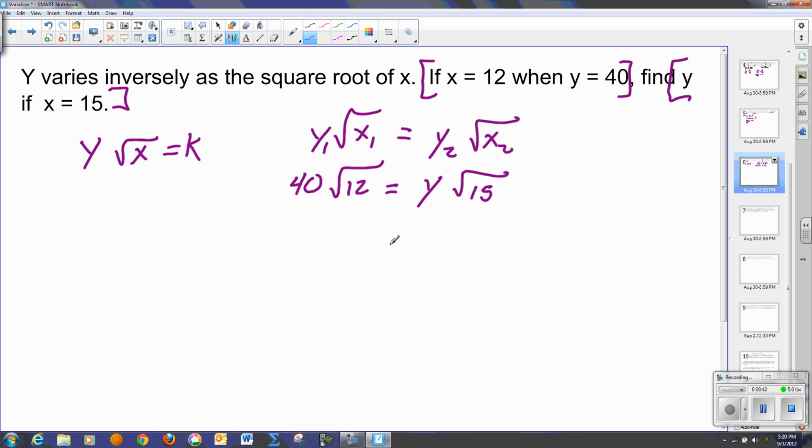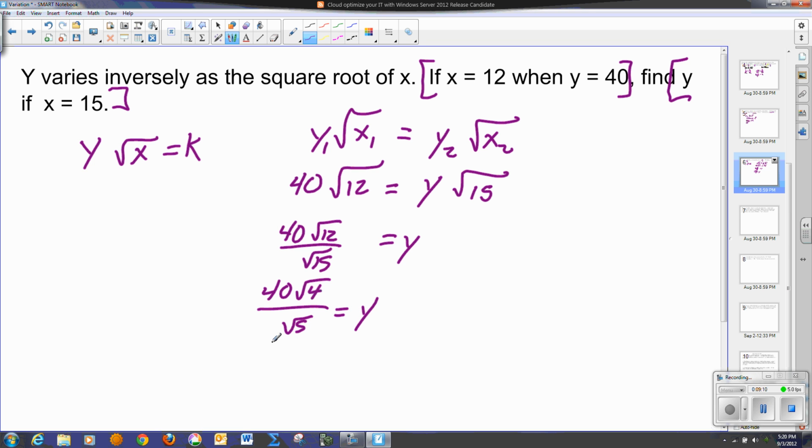All right, now let's assume we wanted an exact value for this and no square roots. So I'll work through the entire problem this time. We have 40 root 12 over root 15 is equal to y. These will both reduce. 3 goes into both, so that's 40 root 4 over root 5 is equal to y. Root 4 is just 2, so that's 80 over root 5.